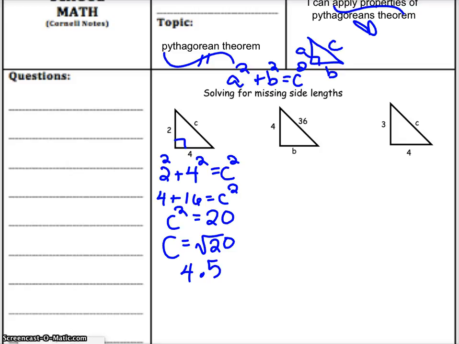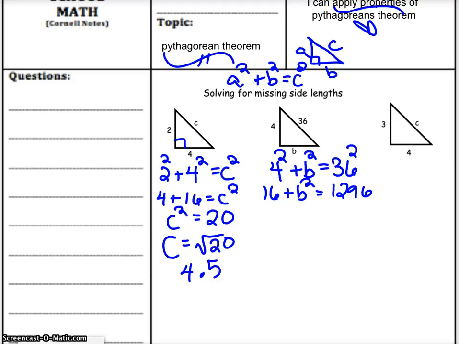Now, I have an A and I don't have my B, but I have my hypotenuse. I'm going to have to do some good algebra here. So, plug in what you know into Pythagorean's theorem: 4 squared plus B squared equals 36 squared. Do you agree with those numbers? C is 36, and then you square it. A is 4 squared, 16, plus B squared equals 1296.